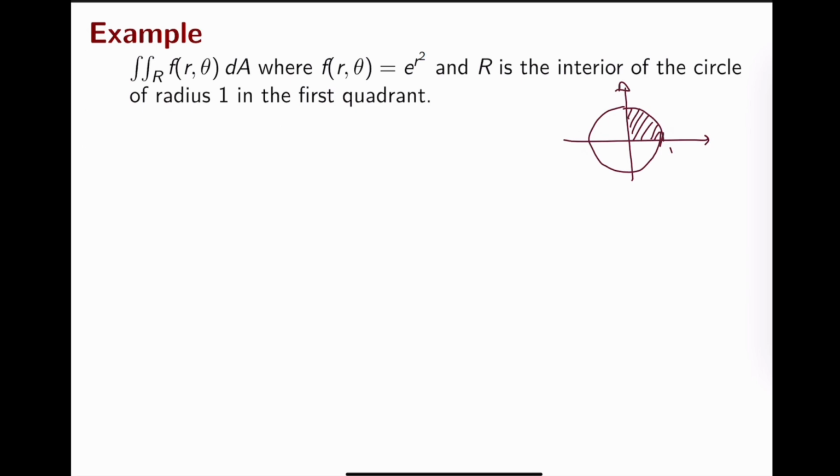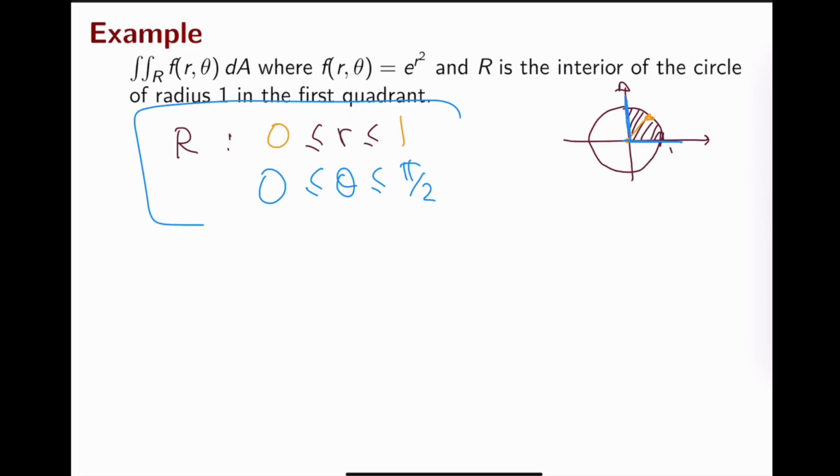Okay? So we can describe this region in polars. The description will be that the radius varies between 0 and 1, and the angle varies between the angle 0 and the angle pi half. So that's the variation of the angle. So we have the description of the region in polars.